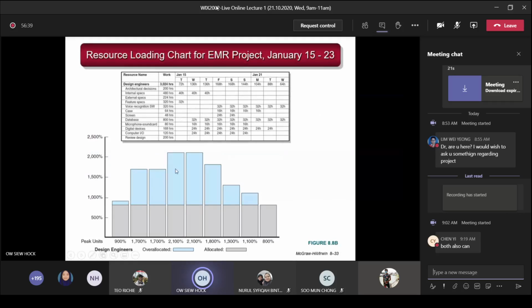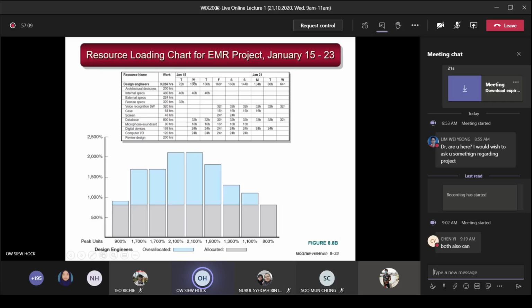Okay, so now you can see here, you convert this table here to this chart, this diagram here, the number of design engineers required. So divide 72 by 8, then you require, this one is what? 9 design engineers required for this period, 72. Okay, 9 times 8, 72, right? So you put here, and then this one, 136 divided by 8, you get 17. 168 divided by 8 is 21, and so on.